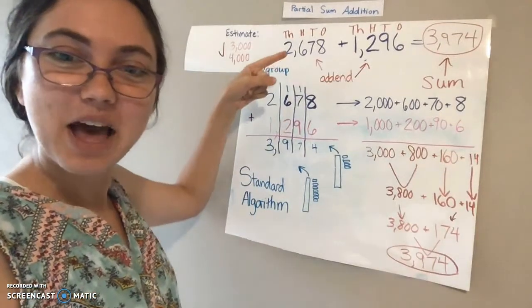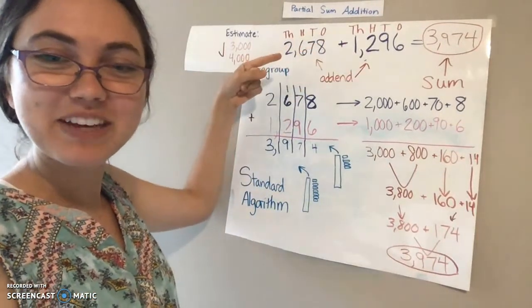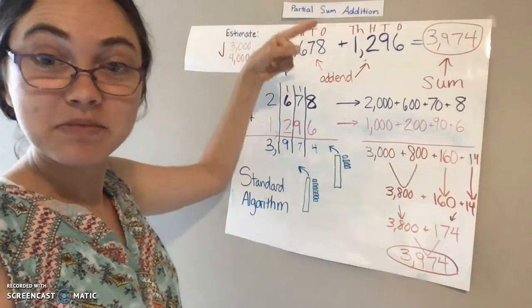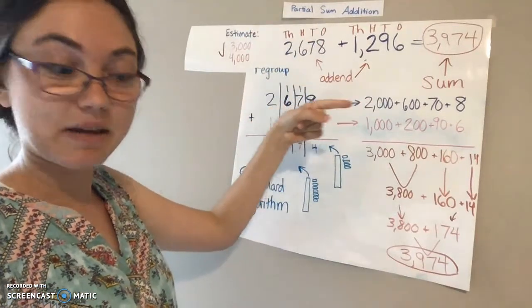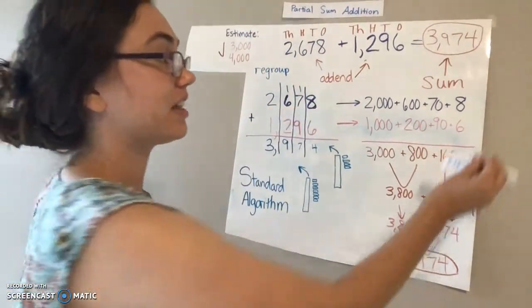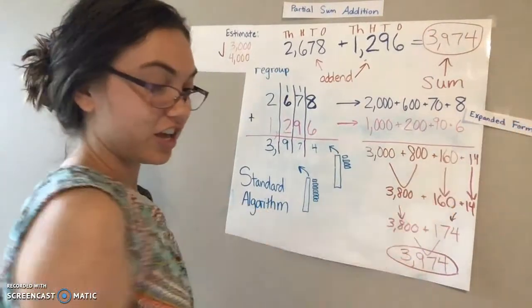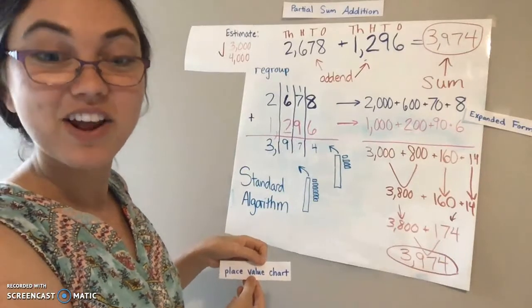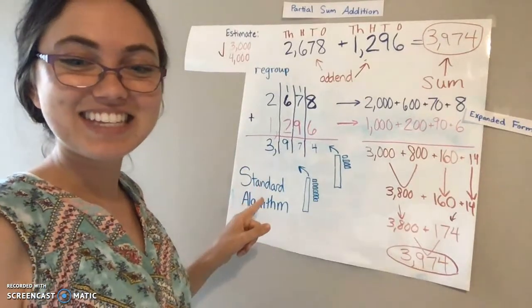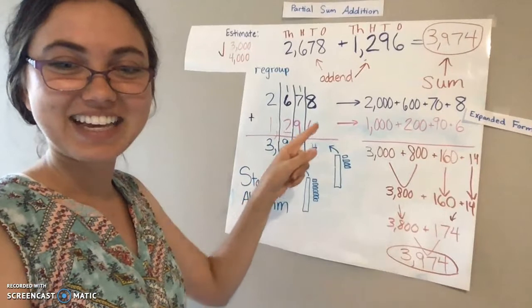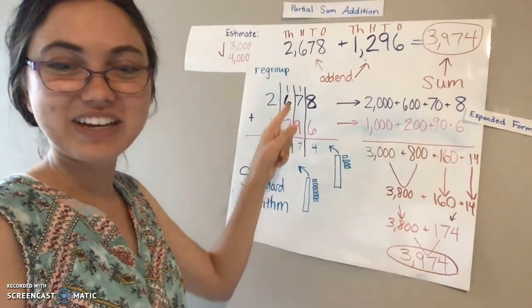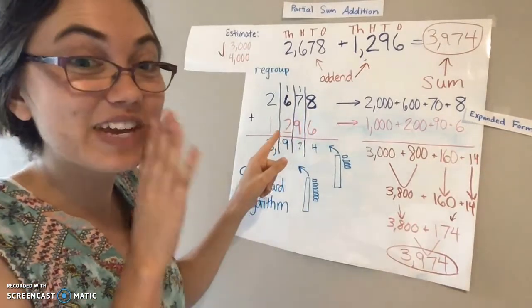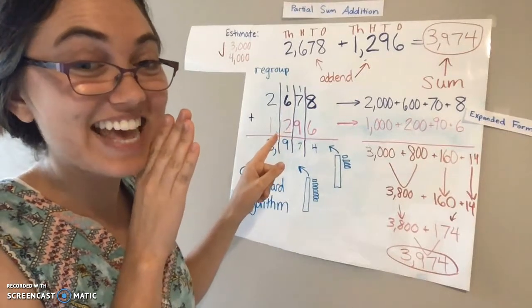Now, whenever you see a multi-digit addition problem, you can use partial sums, so decomposing numbers and using their expanded form. You can use that place value chart we had talked about, or you can use this standard algorithm, lining up the place value and going down, and you might have to regroup if you get 10 or more.